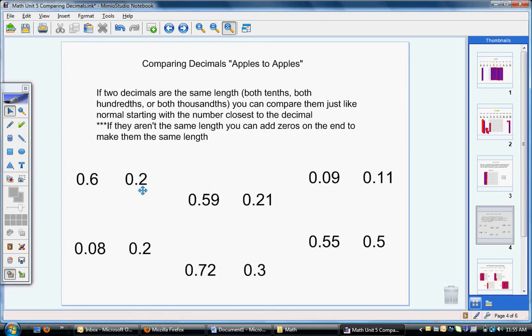My instruction says start with the one next to the decimal. So there's only one number next to the decimal. It's a 6 versus a 2. Obviously 6 is bigger than 2. So 6/10 is greater than 2/10.